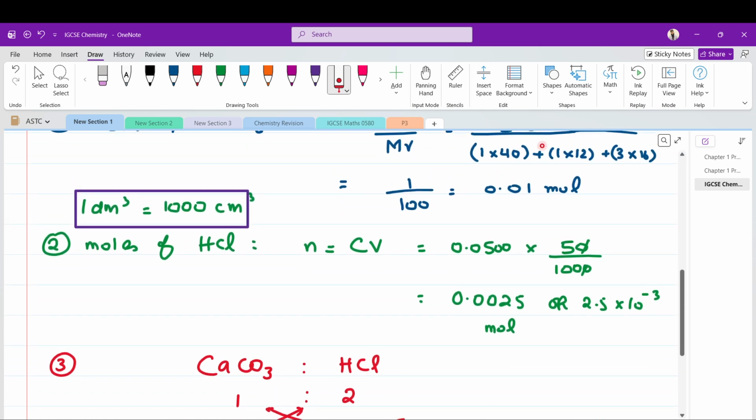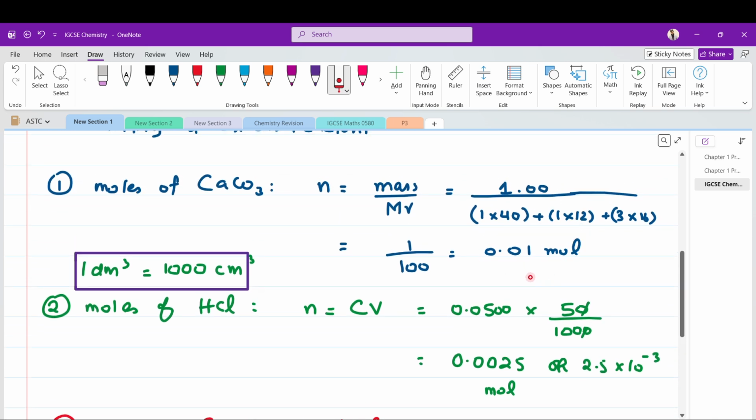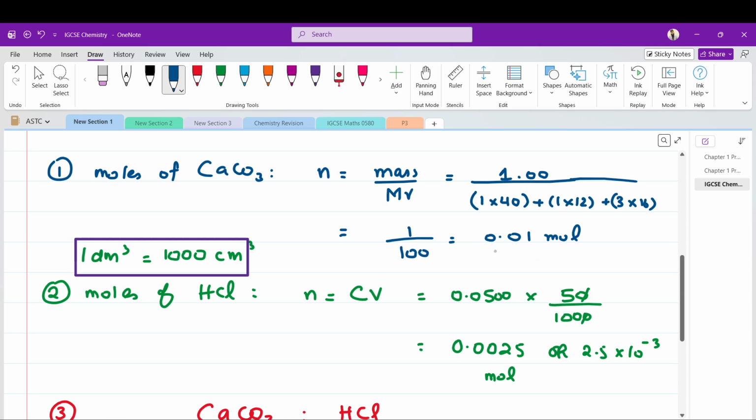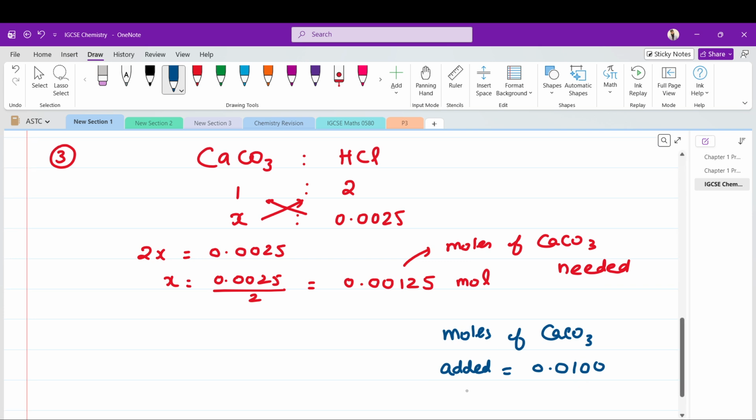Let's take a look. We added 0.01 moles of calcium carbonate. Is this value a greater value or a lesser value? This is 0.01. So moles of calcium carbonate added is 0.0100, right? So you can compare and see that this is actually a greater value. This is a greater value that tells you that this is going to be in excess.